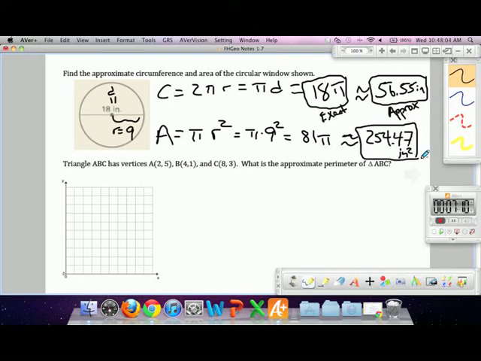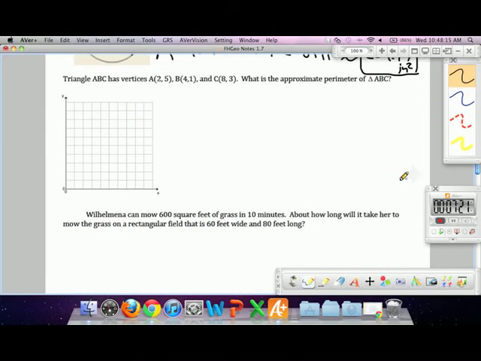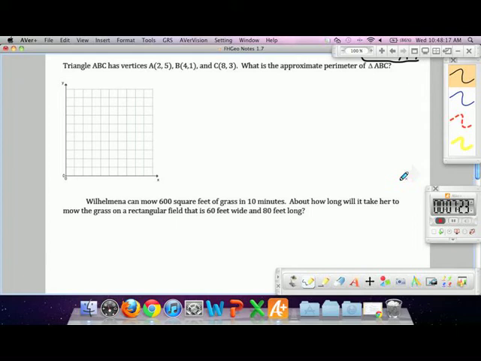Triangle ABC has the following vertices. A is at 2, 5. So over 2, up 5: 1, 2, 3, 4, 5. B is at 4, 1: 1, 2, 3, 4, up 1. C is at 8, 3: 1, 2, 3, 4, 5, 6, 7, 8, 3. And it makes this triangle.